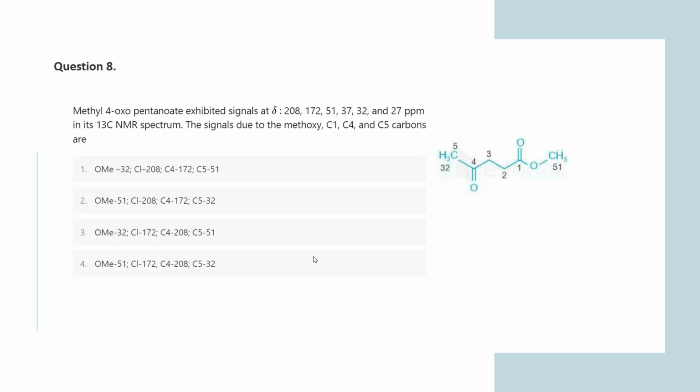So you have been given the marks here. The carbon numbering is here, and you are asked what will be the chemical shift values for the labeled carbon atoms. The methoxy carbon atom, the C1 which is this ester carbonyl, C4 which is this ketone group, and C5 which is this methyl attached to the ketone carbonyl. You have been asked about the chemical shift values for these carbon atoms.